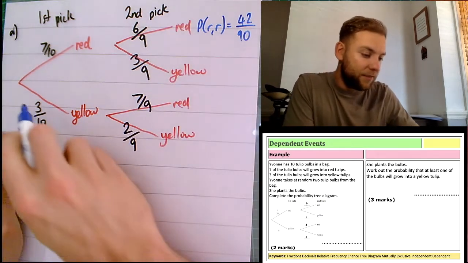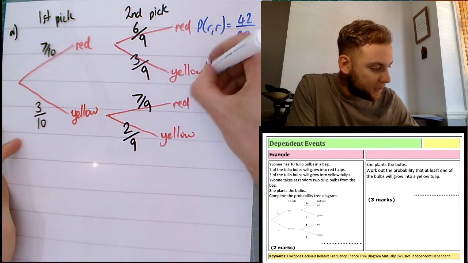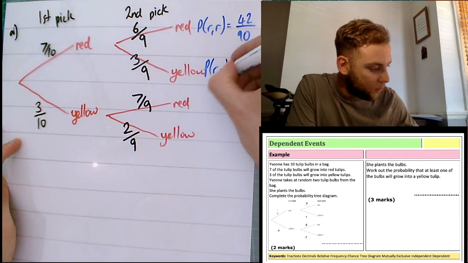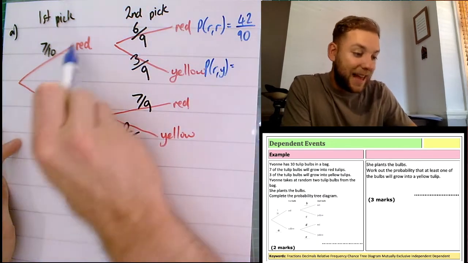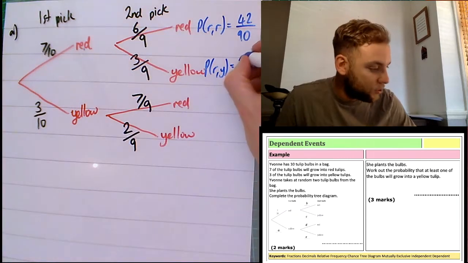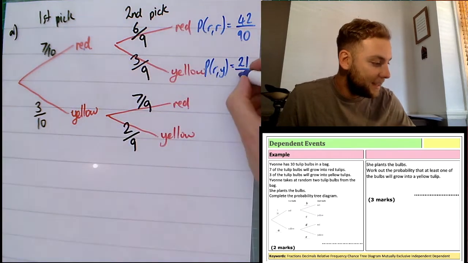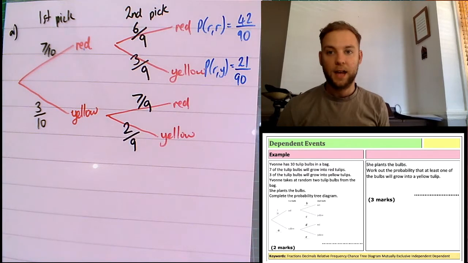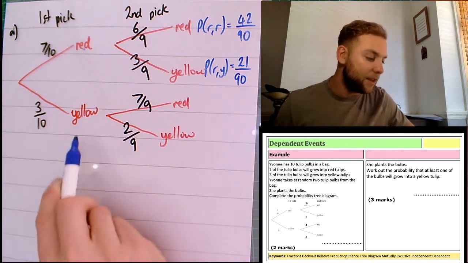What's the probability of then picking red and then yellow? Well, the probability of picking red and then yellow is equal to 7 out of 10 times by 3 out of 9. So 7 times by 3 is 21. 10 times by 9 is still 90. Brilliant. Okay, what's the probability then of picking yellow and then red?